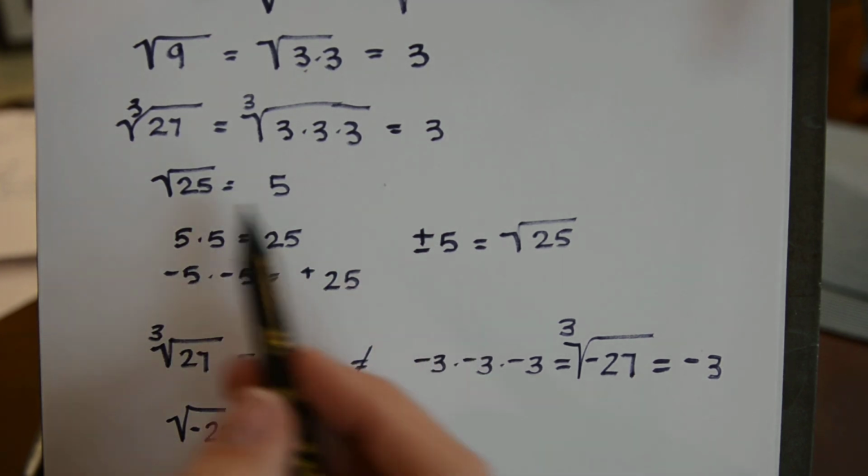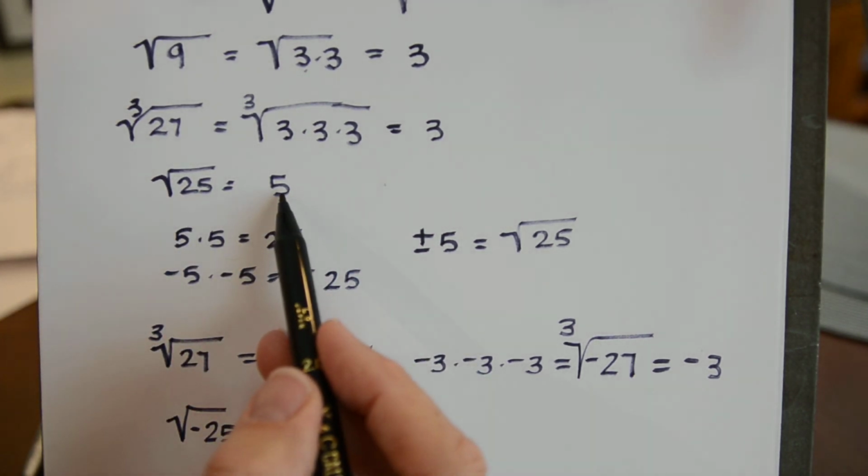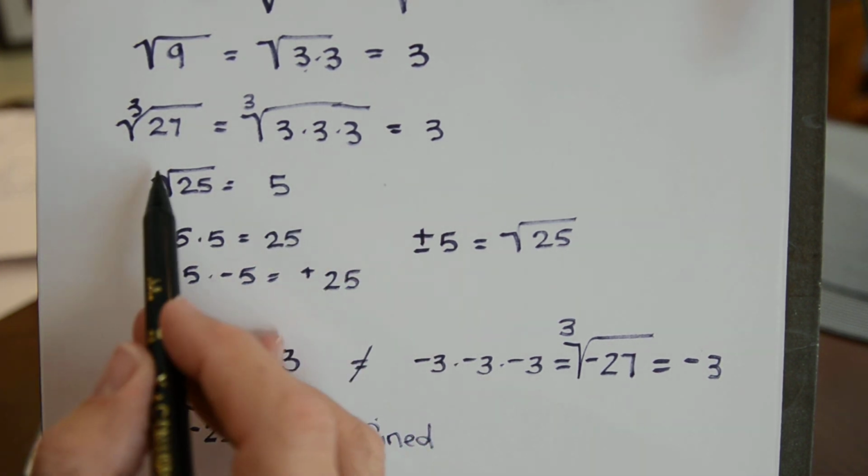But I could have either a positive square root or a negative square root of the squares.